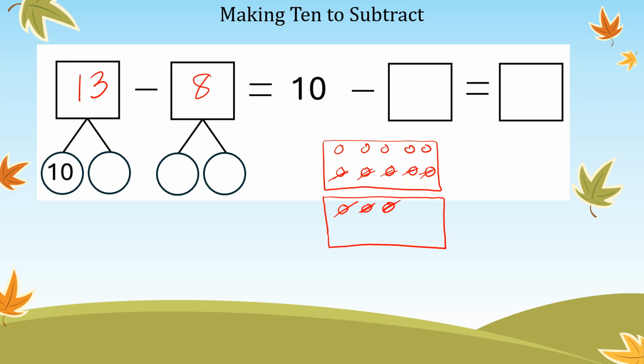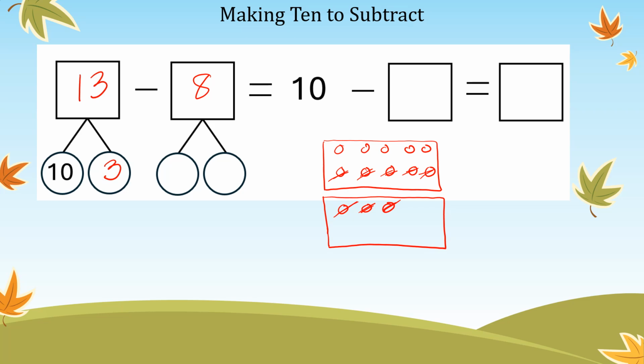So when you're doing an assessment and you have the 10 frame shown like that, there is no way for you to really assess whether or not they have made 10. So using the number bond, I feel will show that process a little bit better. So 13 we know is 10 and 3.